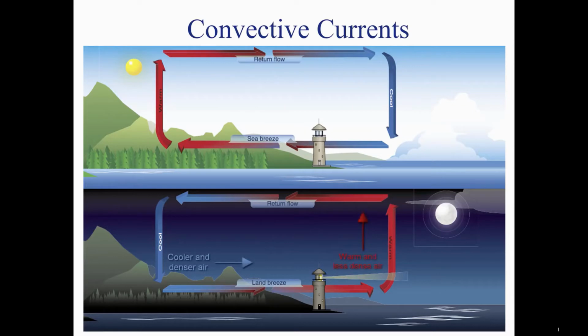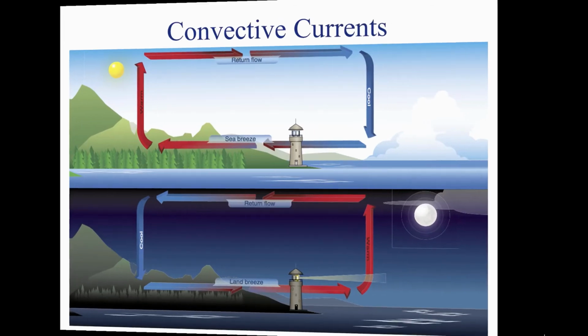Conversely, at night, land cools faster than water, as does the corresponding air. As shown by the bottom image, the warmer air over the water rises and is replaced by the cooler, denser air from the land, creating an offshore wind called a land breeze. Convective currents can occur anywhere there is uneven heating of the Earth's surface.